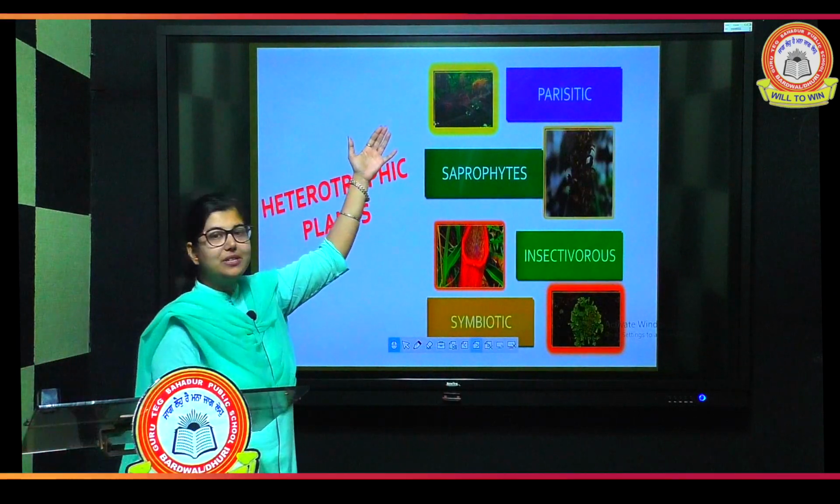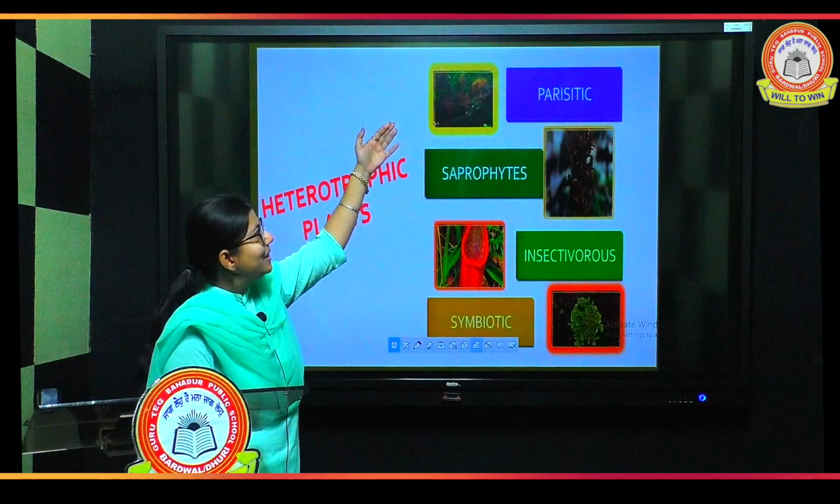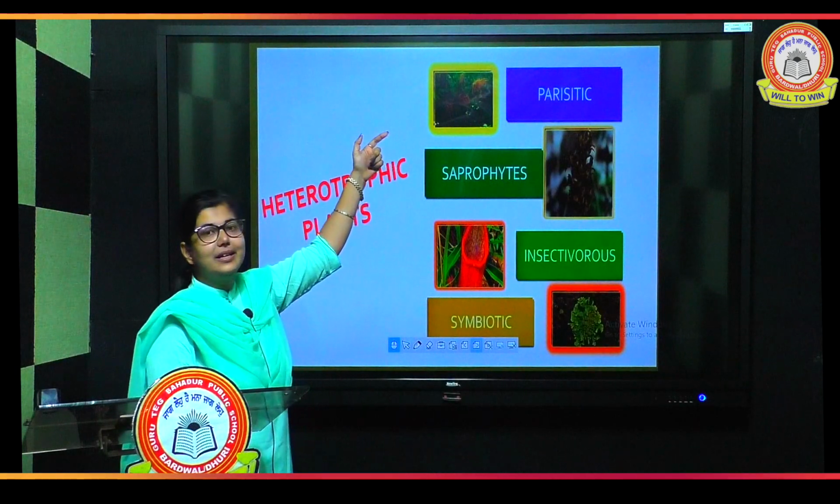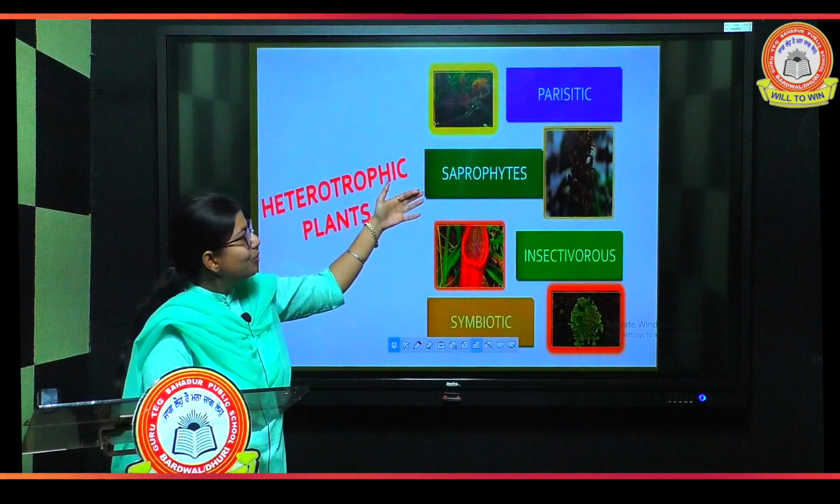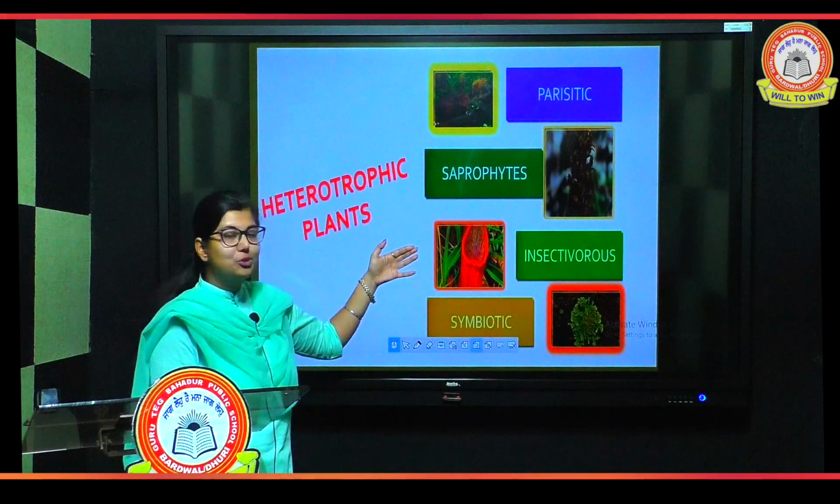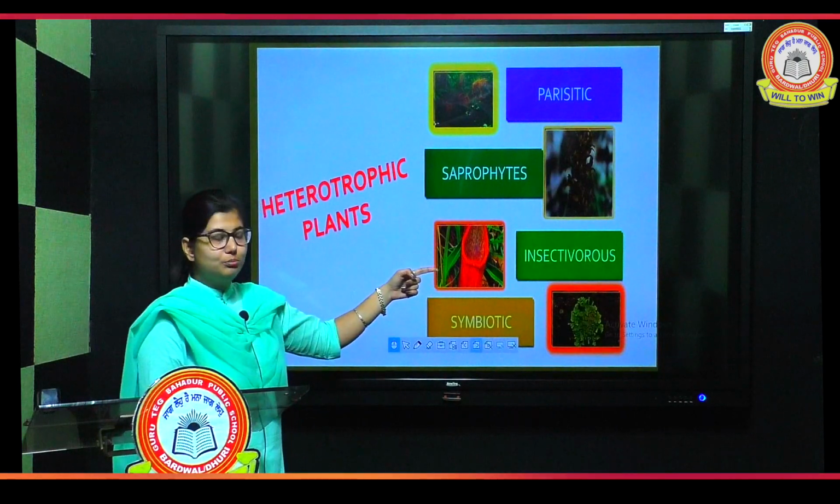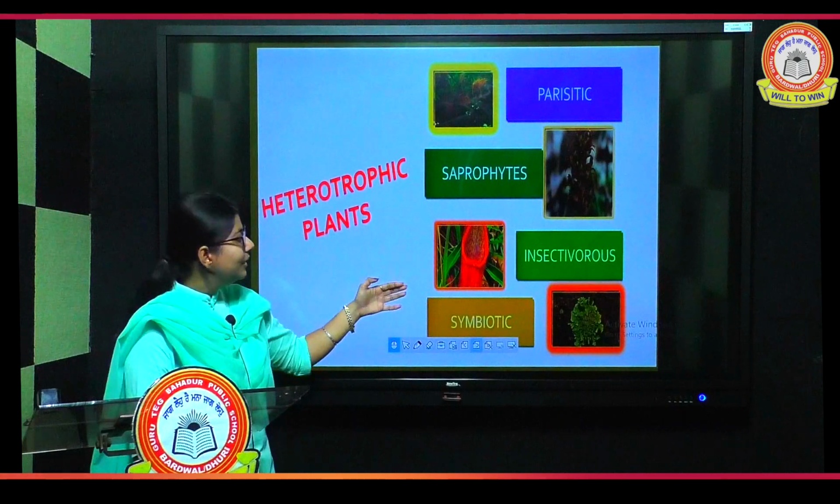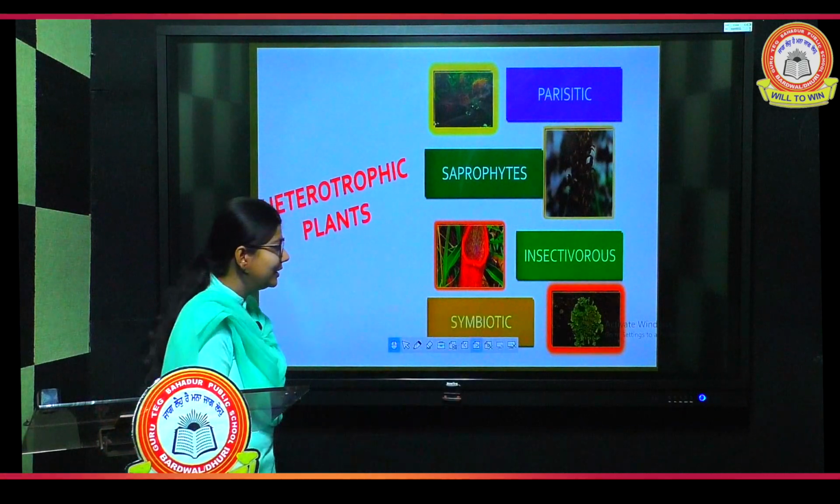Heterotrophic plants, examples are given here. You can see from pictures also. Parasitic plant, this is a Chinkita plant, example of parasitic plant. Saprophytic plants, you can see here. Insectivorous plants, this is a picture of pitcher plant, and this is symbiotic plant example.